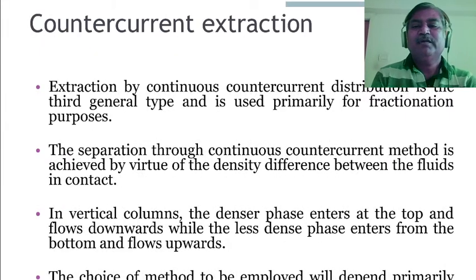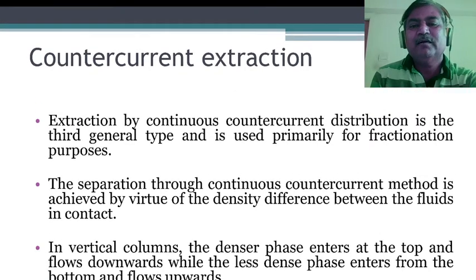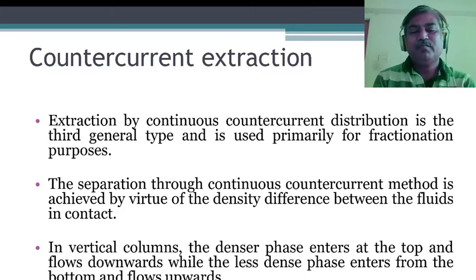Then the second important type of extraction is the counter current extraction process, also known as the continuous extraction process. In batch extraction, we carry out extraction in a single batch, double batch, or three batches, but it is not continuous. In countercurrent extraction, extraction is always carried out by a continuous process.